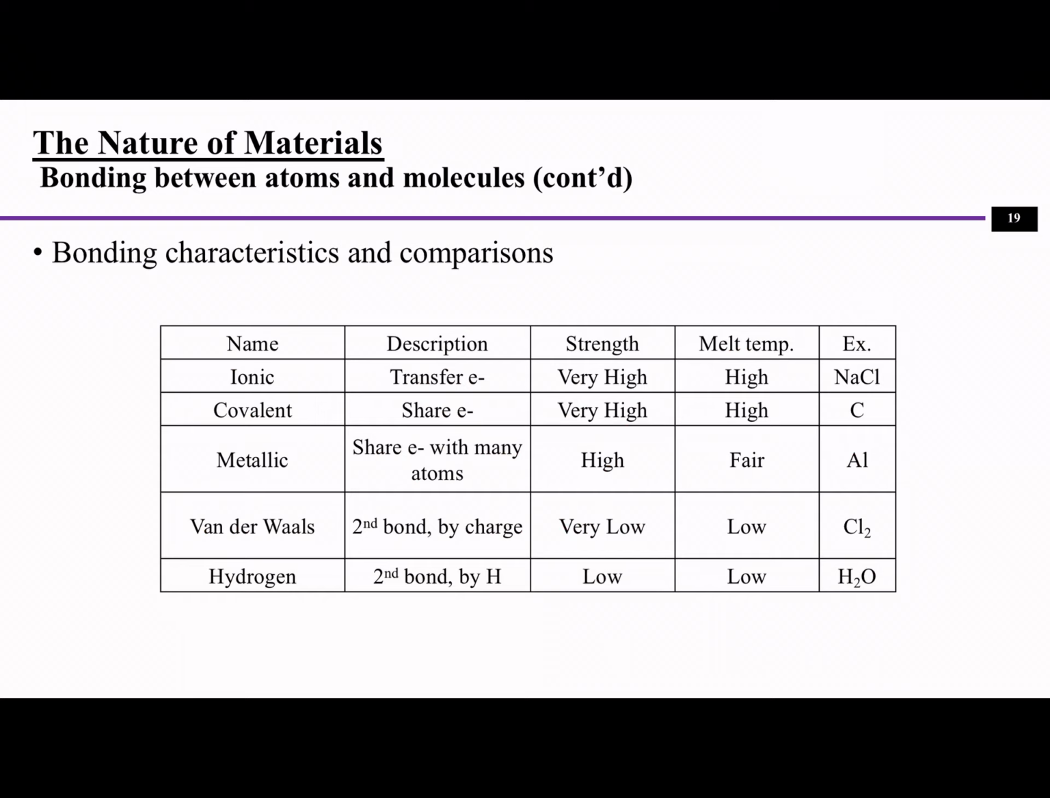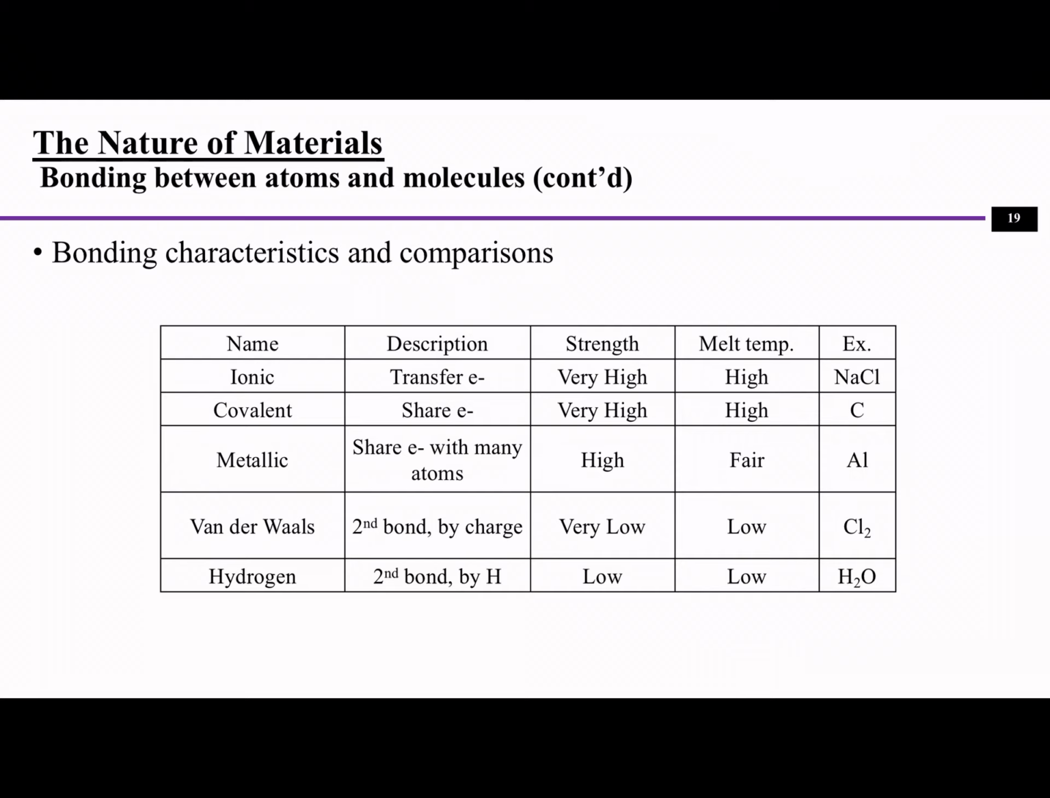Here is a comparison between different bondings, right? Ionic bondings and covalent bondings are usually very high strength, and also have a high melting temperature. Materials have high melting temperature, and metallic bondings are a little bit weaker than the ionic and covalent bonding. This is because metallic bondings are the cloud, right? So clouds sometimes can easily lose the electrons.